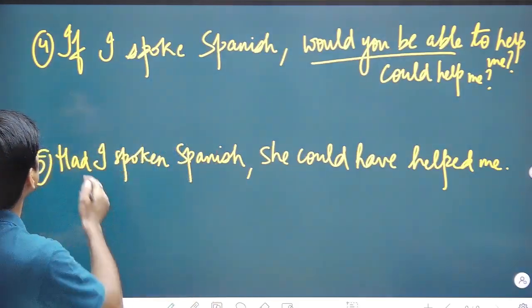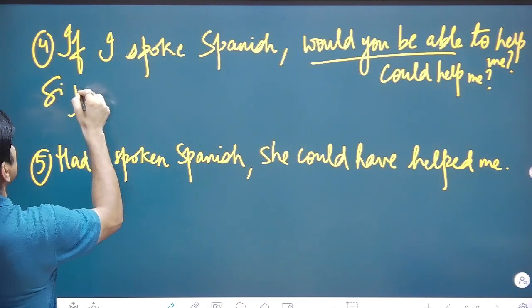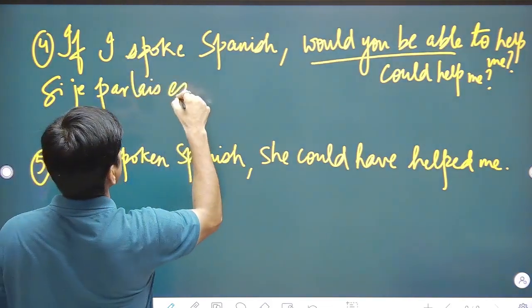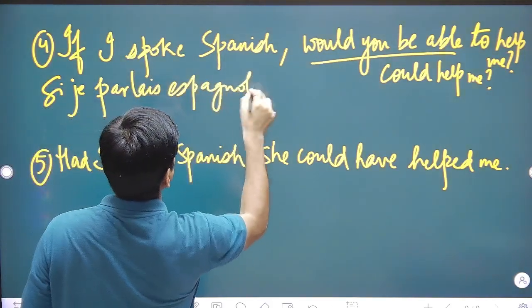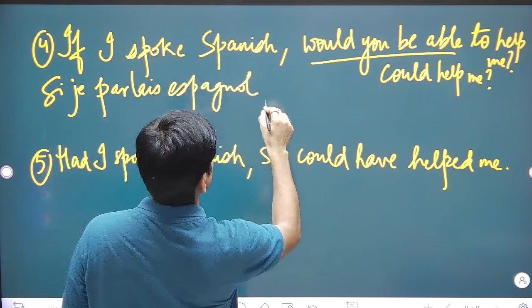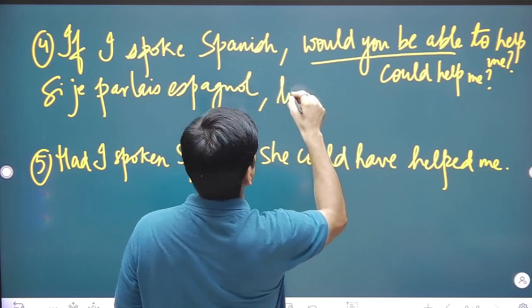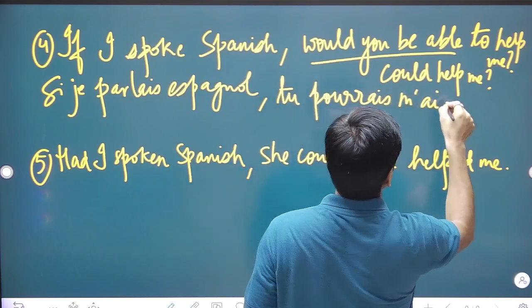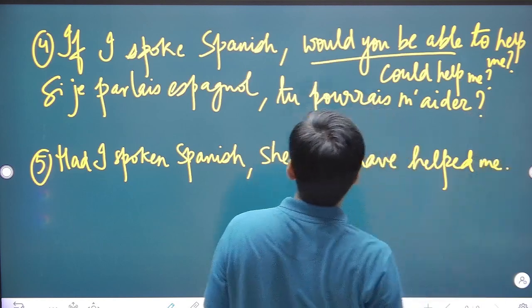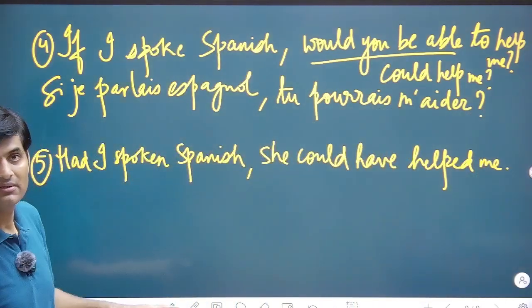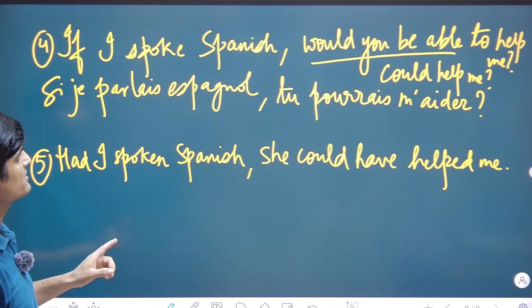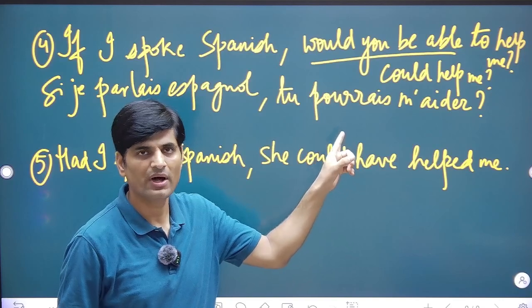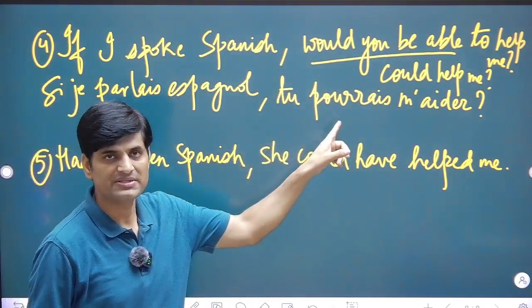So you would say, si je parlais espagnol, tu pourrais m'aider. Voilà. Si je parlais espagnol, tu pourrais m'aider. So this is the condition that we have put, which here is again the conditional form of the verb pouvoir, conditional present, which is le conditionnel présent.